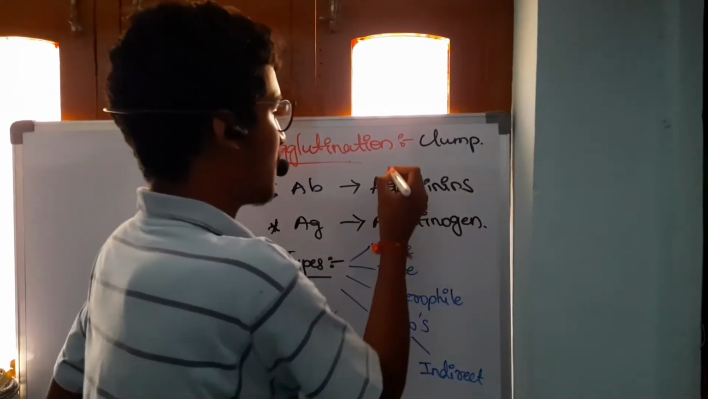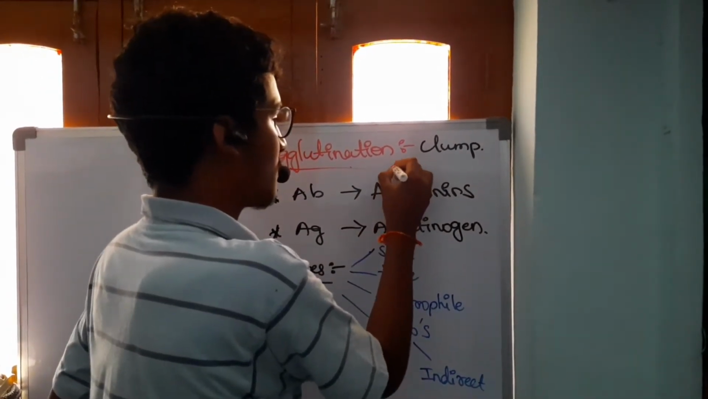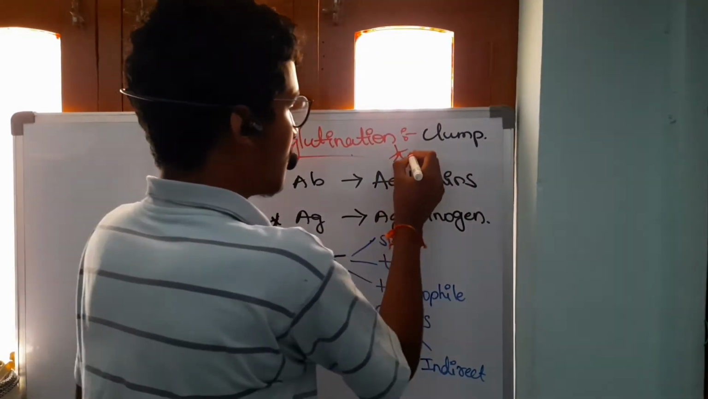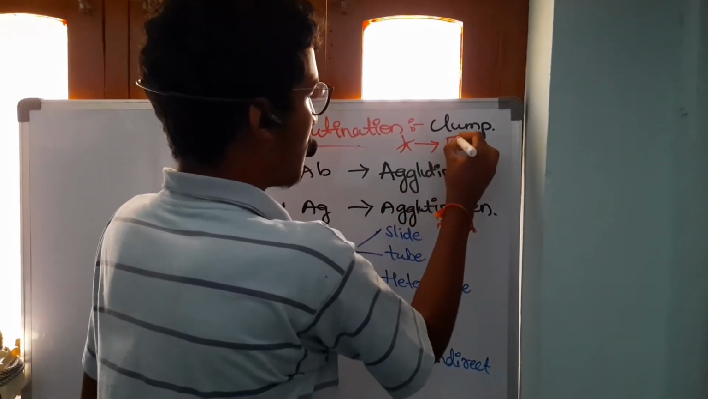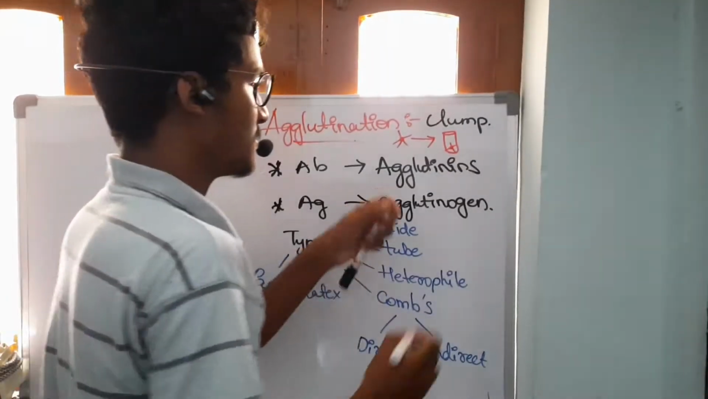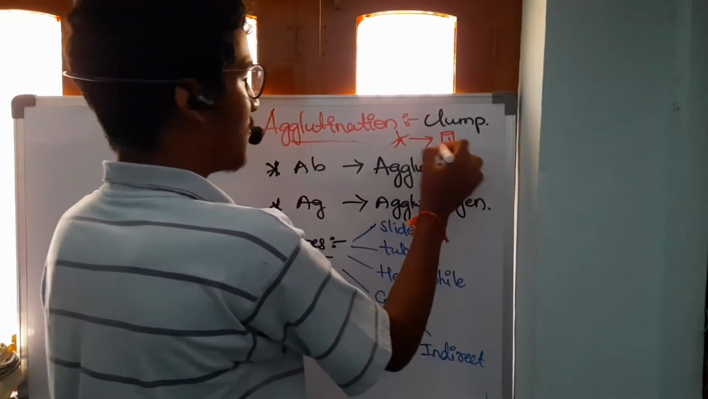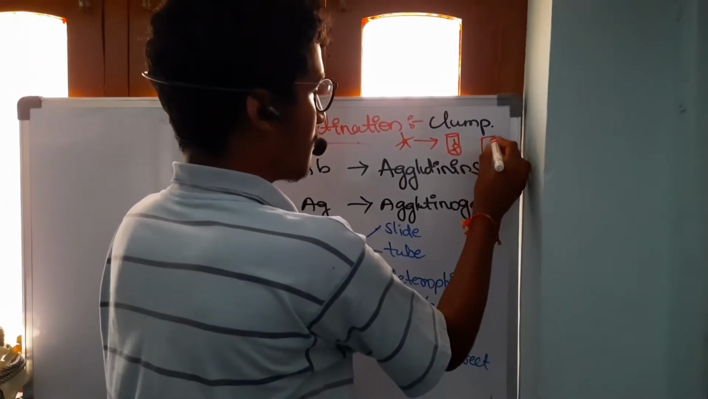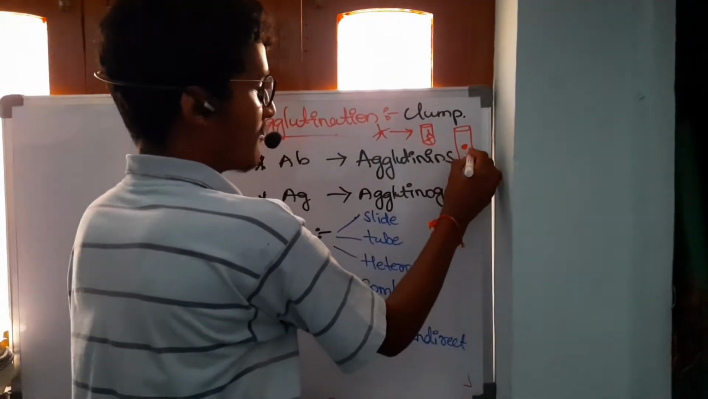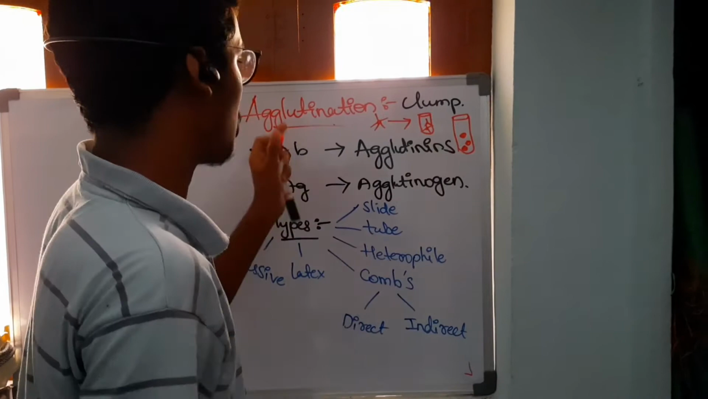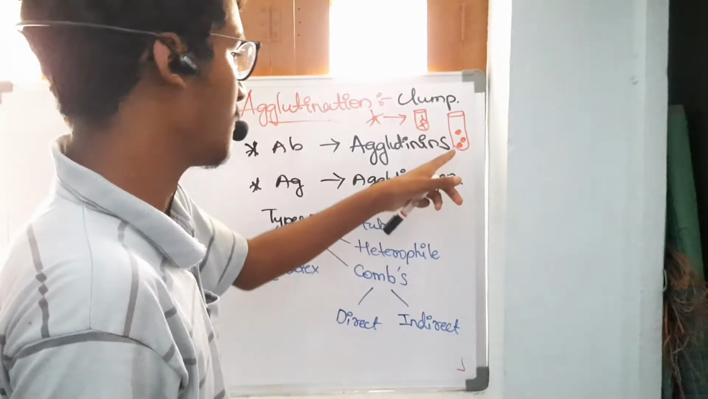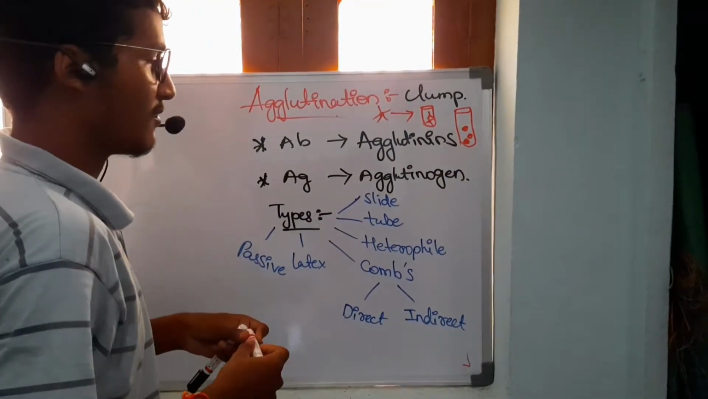Suppose an antigen is present in a sample of a patient or a client, and it is taken into a test tube with an antibody added. By adding the antibody, these both form a clump. The antigen and antibody form a clump like this. This is known as an agglutination reaction. The main result of an agglutination is clumping of a sample, which may be blood or serum.